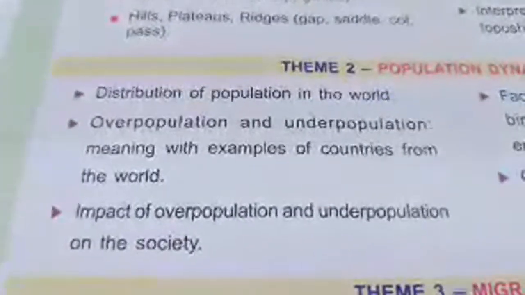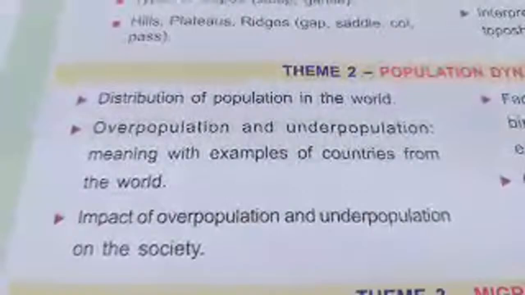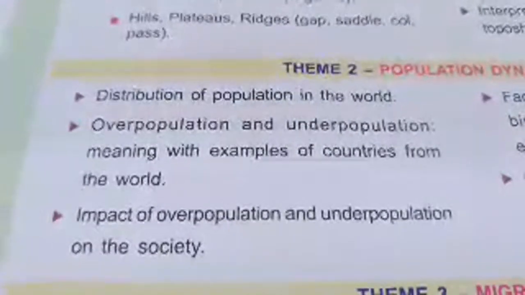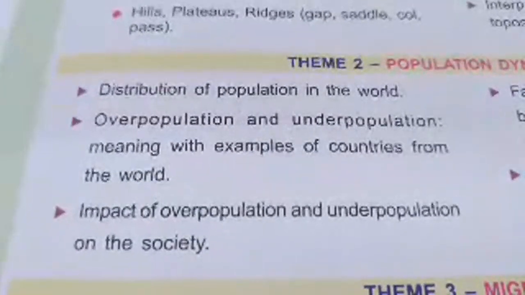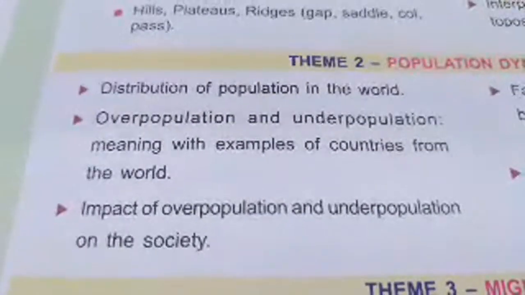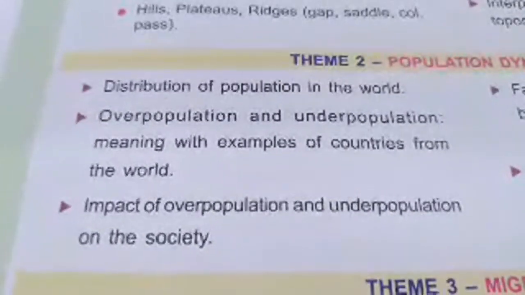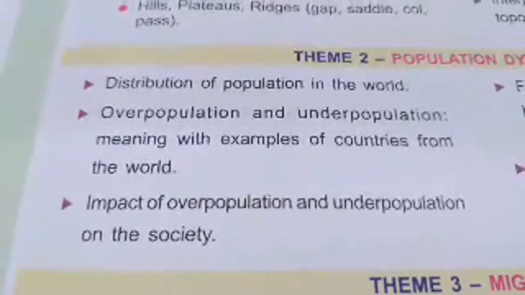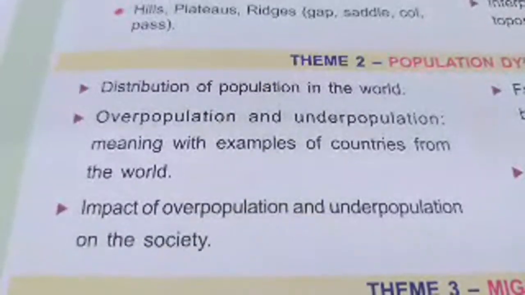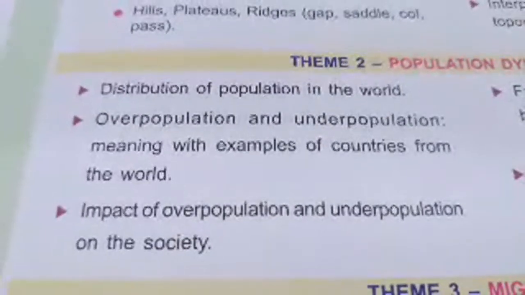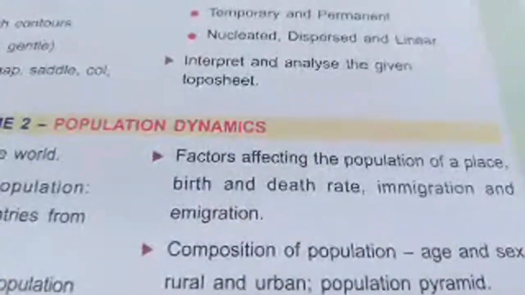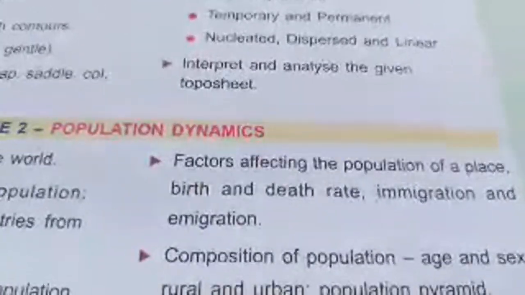and here you will study topics like distribution of population in the world, overpopulation and underpopulation, the meaning with examples of countries from the world. Then you will study about the impact of overpopulation and underpopulation on the society. Then factors affecting population of a place, that is the birth and death rate, immigration and emigration.